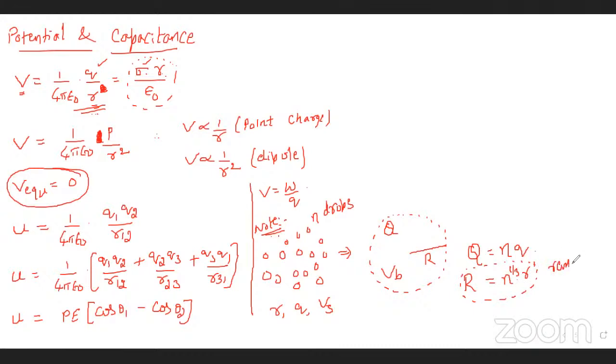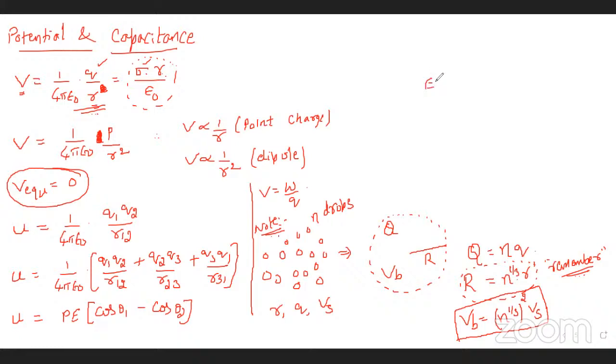Please remember this. We don't need the derivation now, because it will kill the time if I start deriving all these things. Then the potential of the bigger drop? Rosaline, can you tell me what is the potential of the bigger drop? The potential of the bigger drop becomes how many times? n power 1 by 3 whole squared times of Vs.